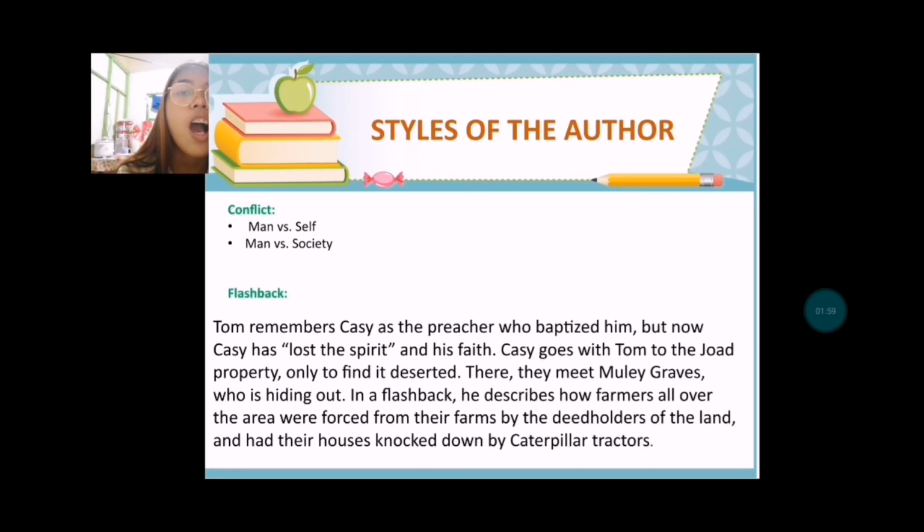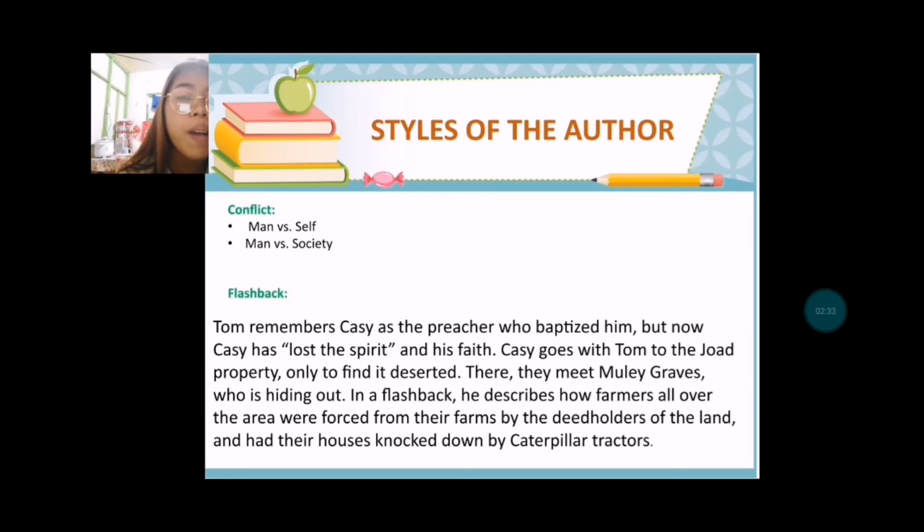Next is flashbacks. Tom remembers Casy as the preacher who baptized him, but now Casy has lost the spirit. As I have said, Jim Casy is an ex-reverend, and now he has lost the spirit and his faith. So Casy goes with Tom to the Joad property only to find it deserted. There they met Muley Graves, who is hiding out.